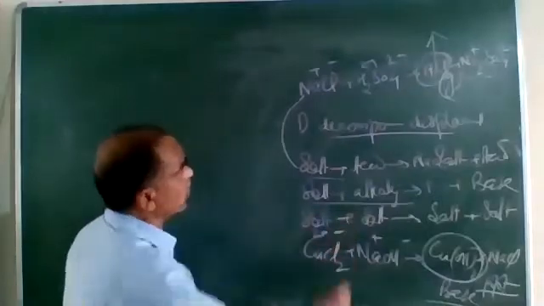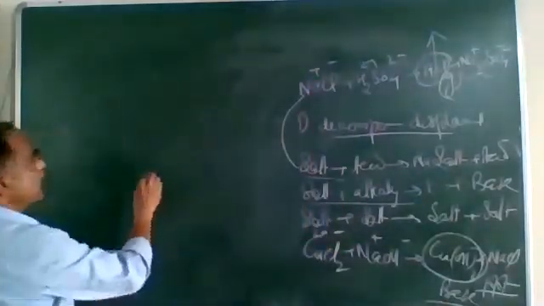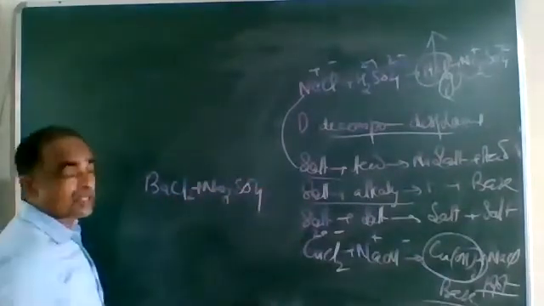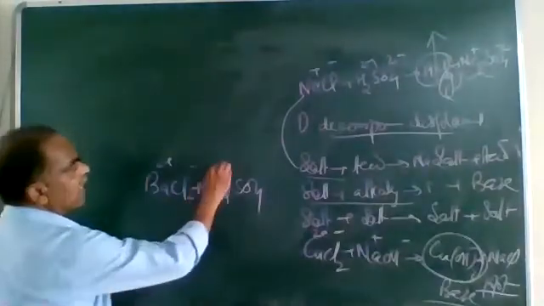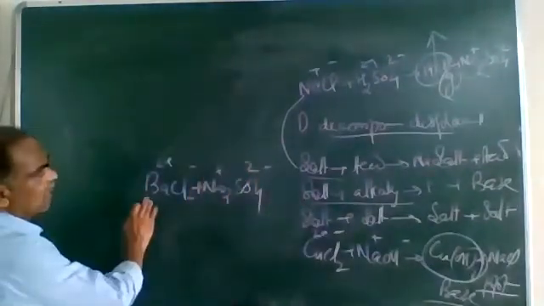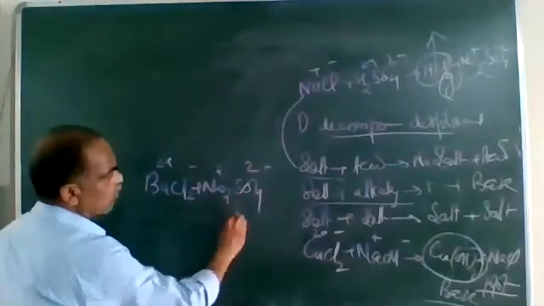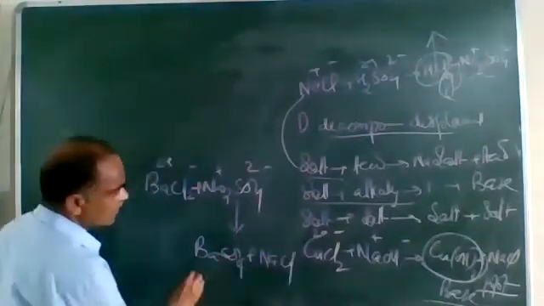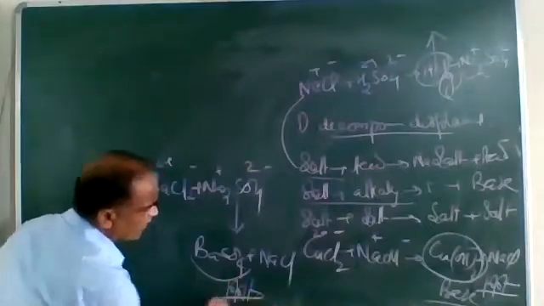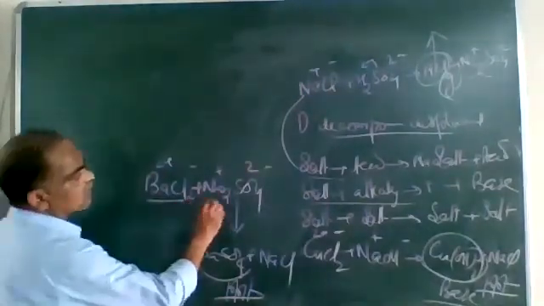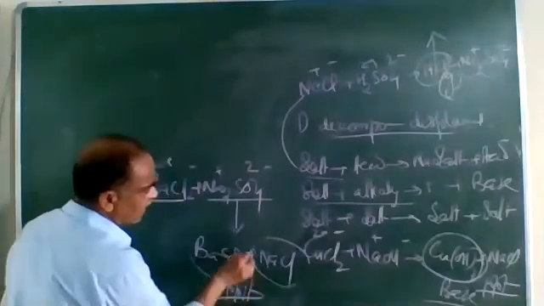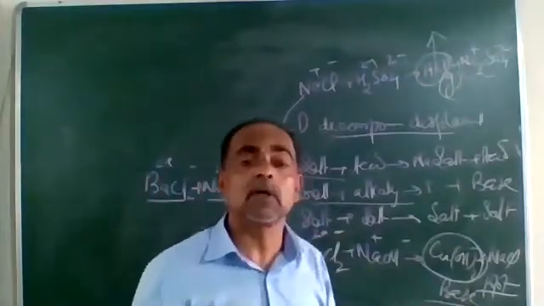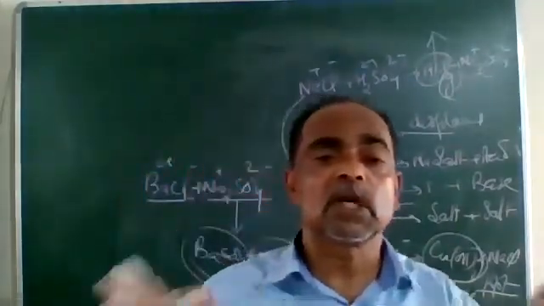Now the third one is salt plus salt. Let's take this reaction. This is what is given: barium chloride plus Na2SO4. Barium chloride is Ba2+ and Cl-, and Na2SO4 is Na+ and SO4 2-. So when the products are seen, we get BaSO4 plus NaCl. BaSO4 does not ionize, so that is a precipitate. So in the reactants there are 4 ions, in the products there are only 2 ions, and the one does not ionize, so that becomes a precipitate. And it is a reaction of double displacement. Remember, the products are formed due to mutual exchange of ions.